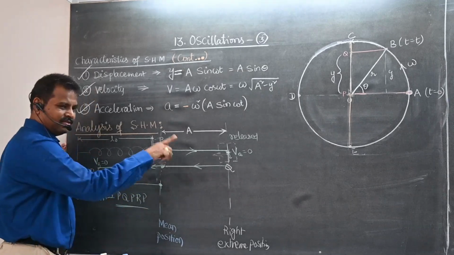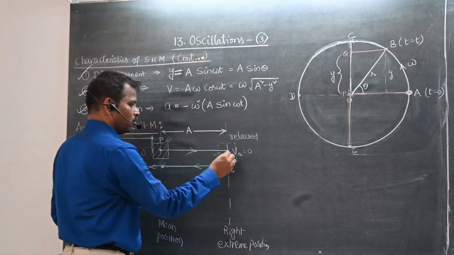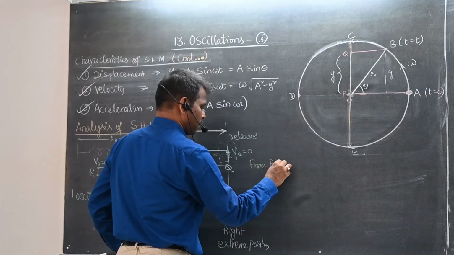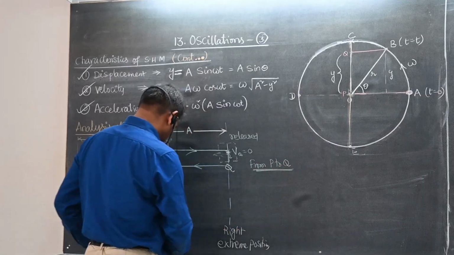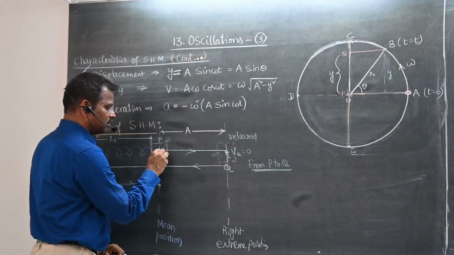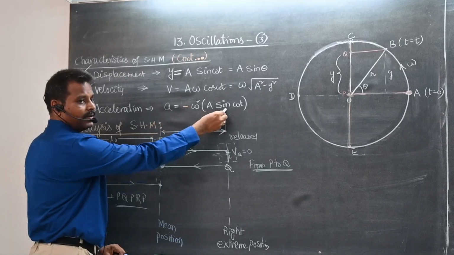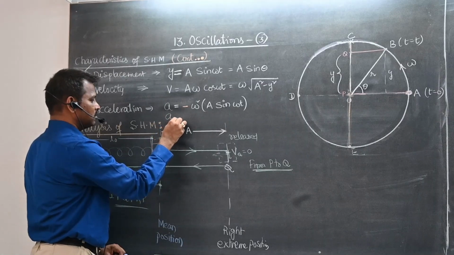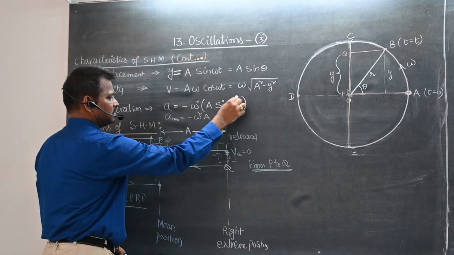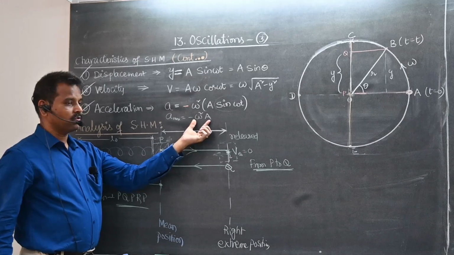Now, students, what is happening, we will see. From P to Q, what is happening? Tell me. From P to Q. When the displacement is maximum, we know acceleration is maximum. What is A max? Minus omega square A. Because the maximum value of sin theta is 1. So minus omega square A.